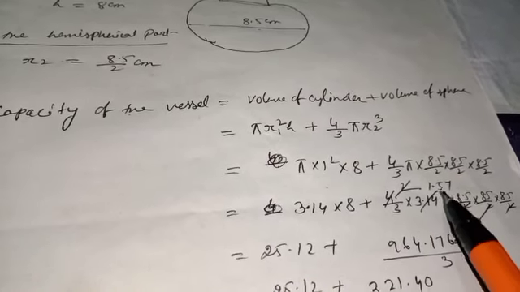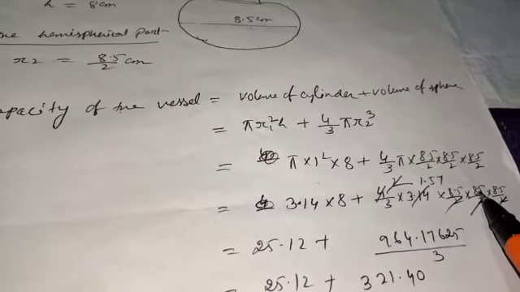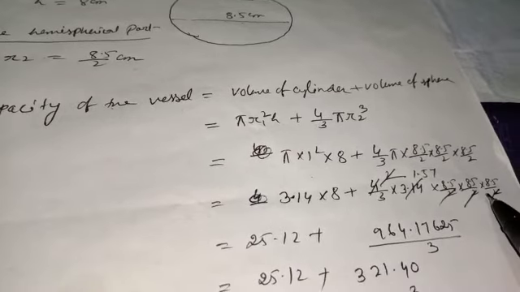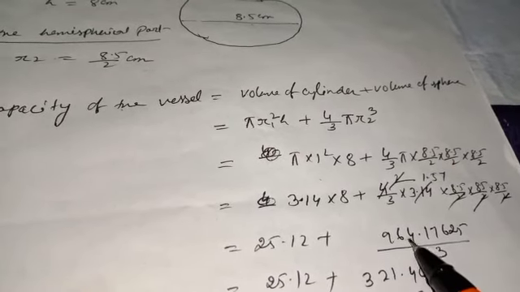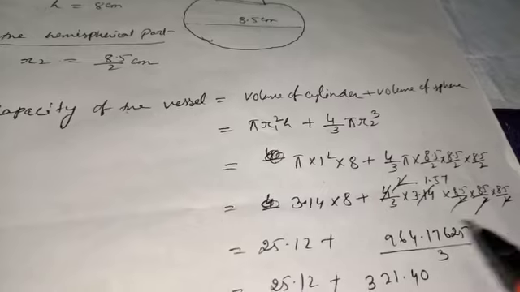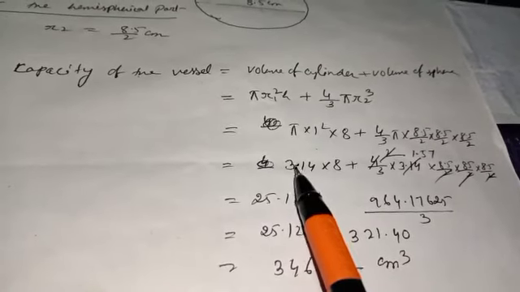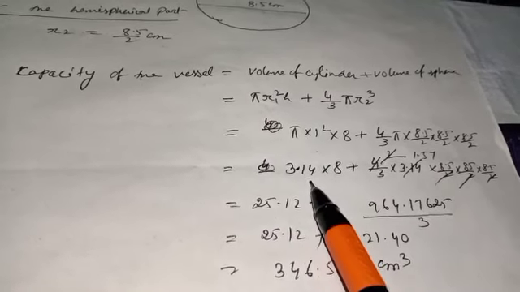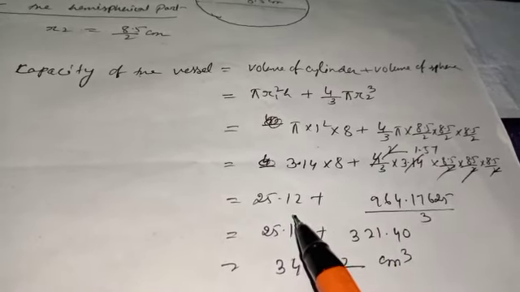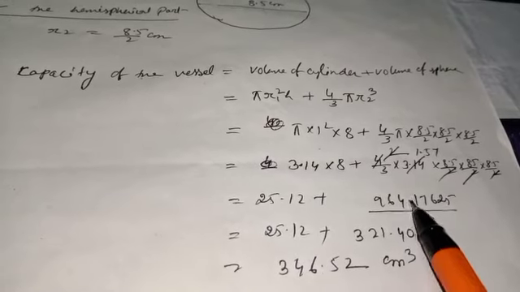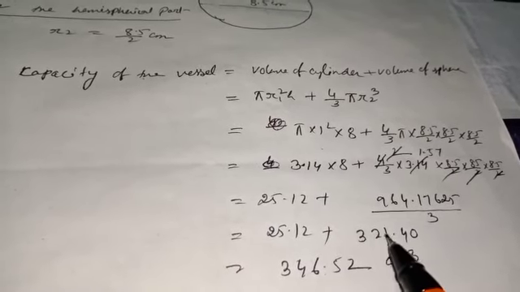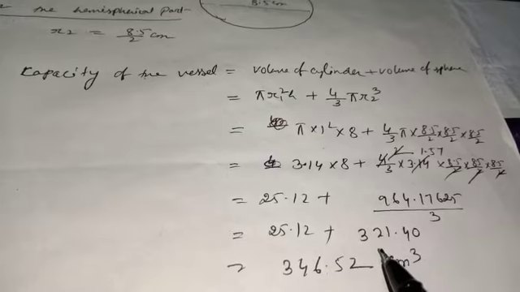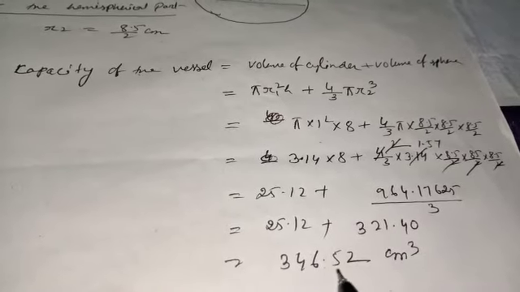So now what is left? 1.57, 8.5, 8.5, 8.5. If you multiply all this, you will get 964.17625 divided by 3. And on this side, the value of pi is 3.14 into 1 square, 1, 3.14 again into 8, you will get 25.12. If you divide this one, then you will get 321.40. Now if you add these two, you will get 346.52.